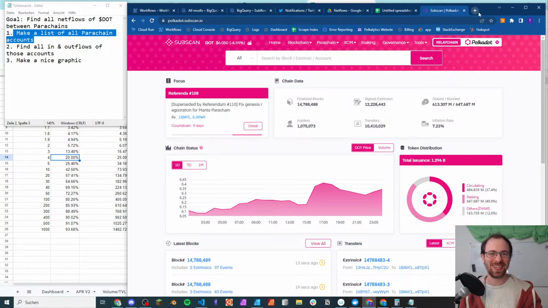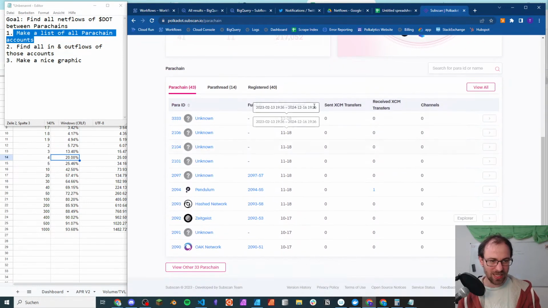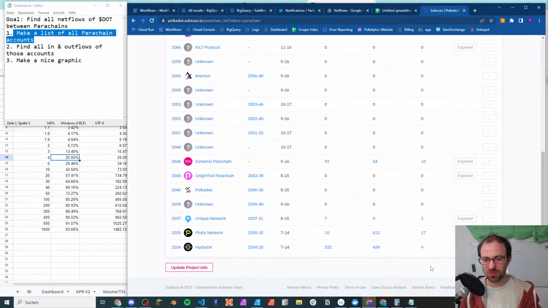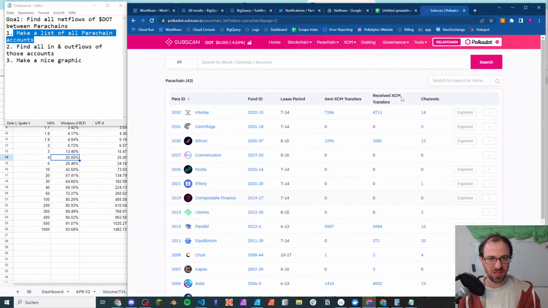Yeah, so let's look at Subscan here. This is polkadot.subscan.io, and there is the Parachain menu here. What I have here is a list of all the Parachains. Oftentimes when you work with data, you do all kinds of automated stuff, and sometimes you do manual stuff. And my feeling is today we're going to do manual stuff.